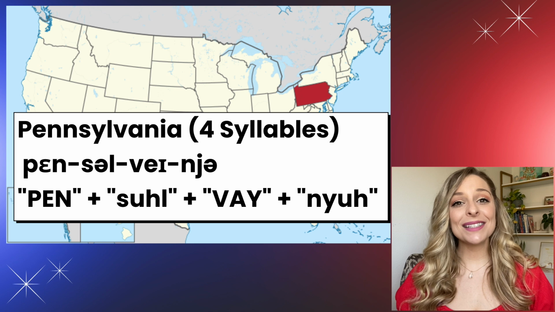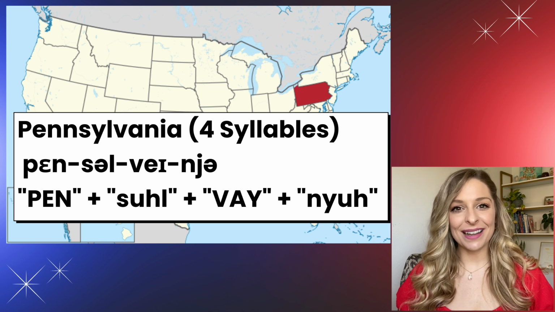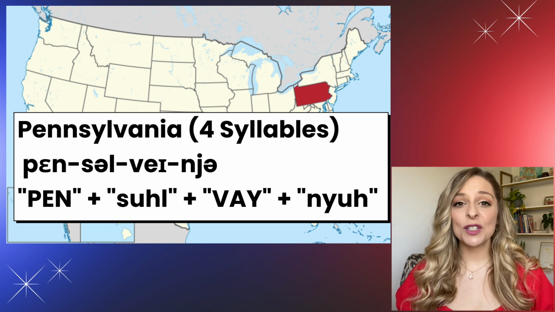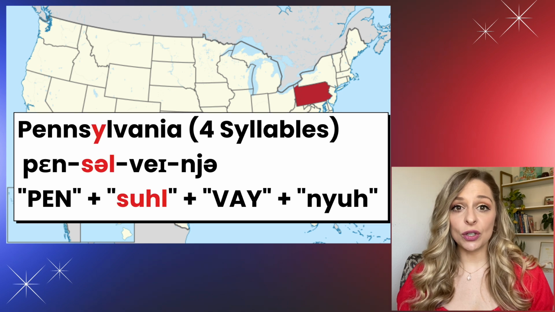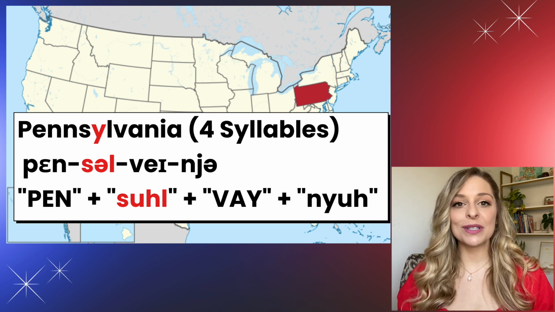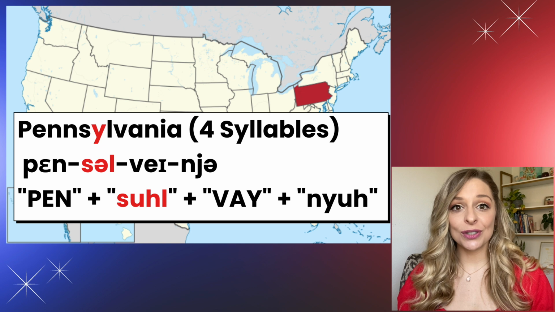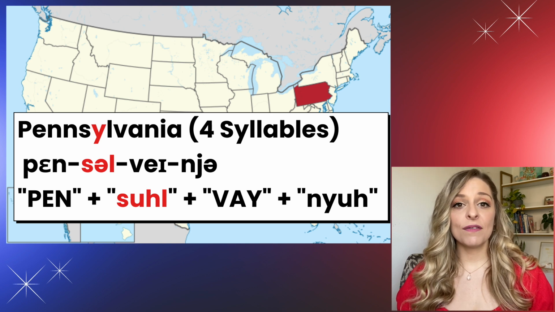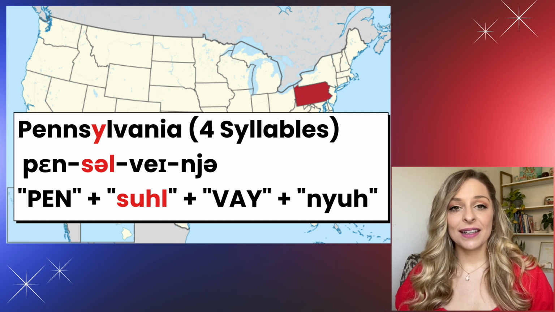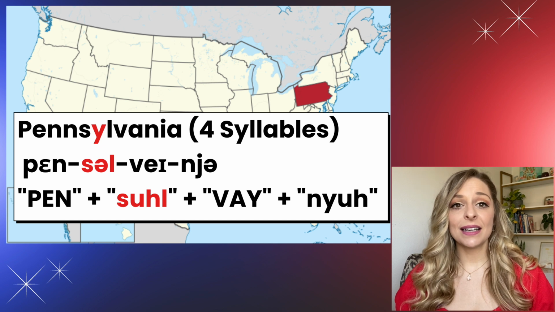Number 38, Pennsylvania. This word is four syllables, and we stress the first and the third ones. The first syllable is pen, and the second syllable is soul. I know there is a Y there. I'm not sure why there's a Y, but it sounds more like a soul. Then we have V-A-N, which sounds like vein. And then the last syllable is ya. Pennsylvania.